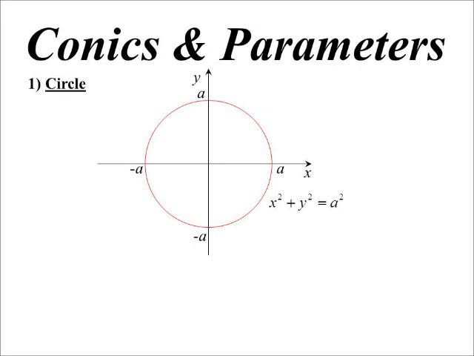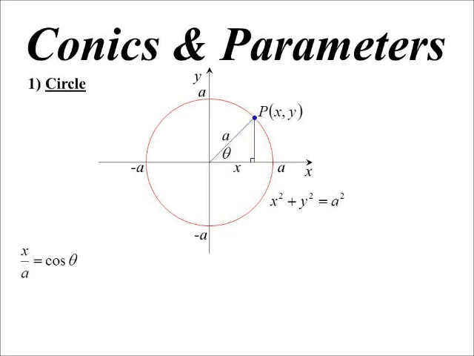Let's have a look at the parametrics of our conics. We don't see a lot of the circle, but for the sake of completeness, it is one of the conics. So let's have a look at this parametric. There's a point (x, y). For the circle, we define it in terms of the angle that it makes at the center. So I can draw up that triangle.